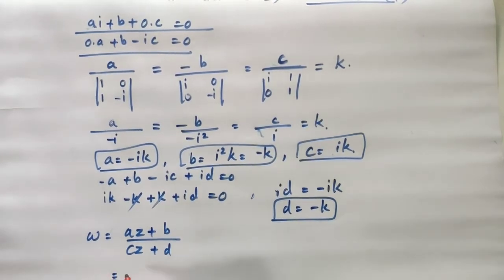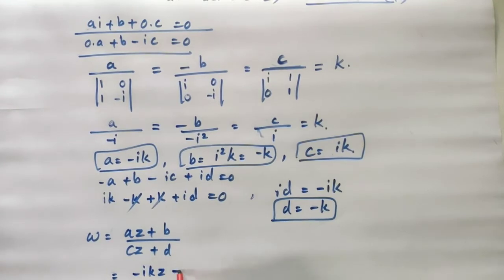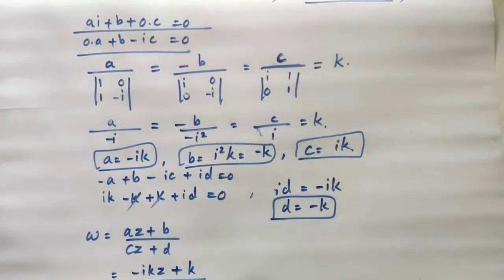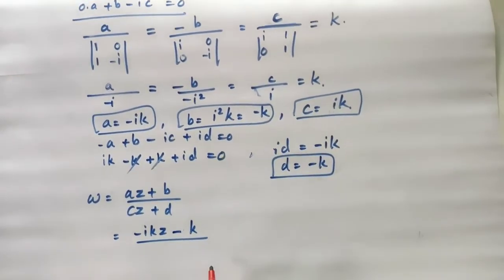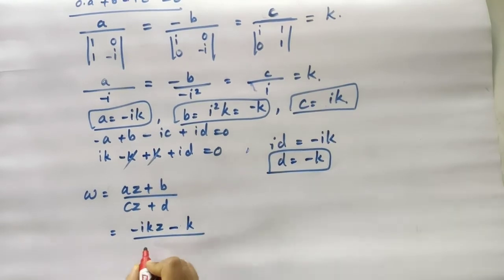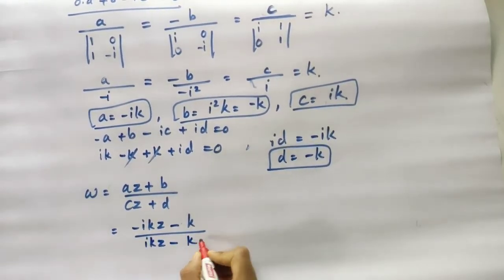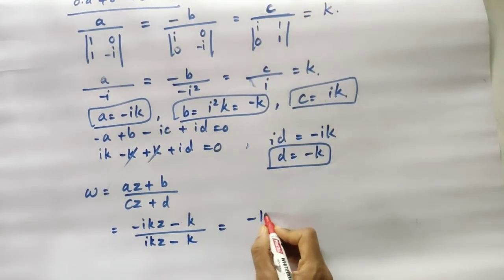Put the values for A. Value for A is minus I into K, Z plus B value, it's K, divided by value for C, it's I into K Z, plus value for D, minus K. For B the value is minus K. Now I can take minus K common from the numerator.